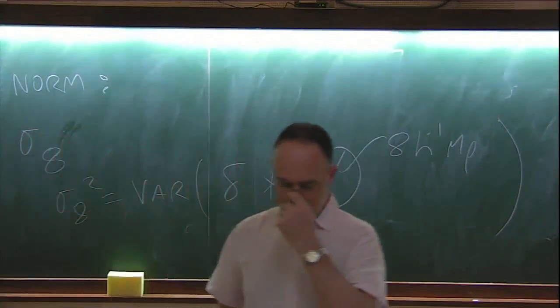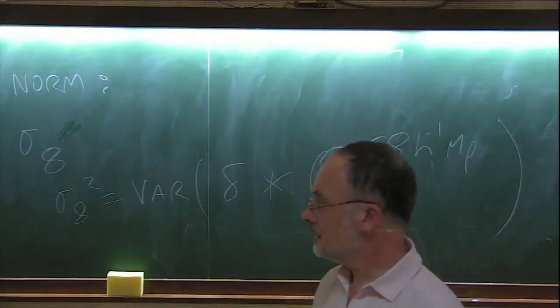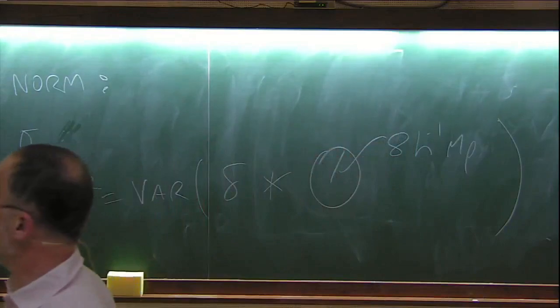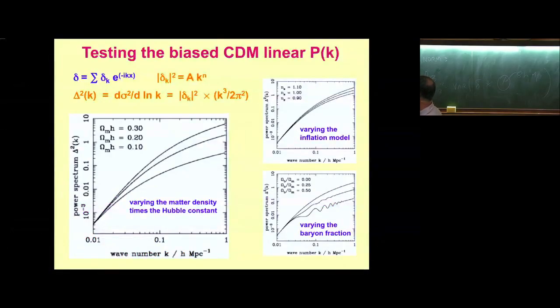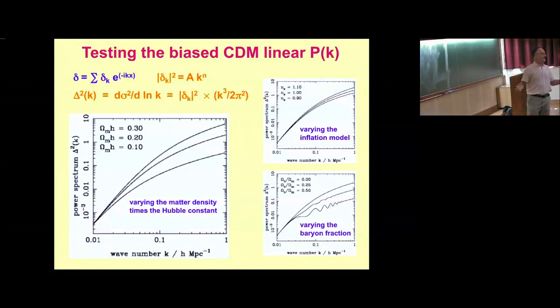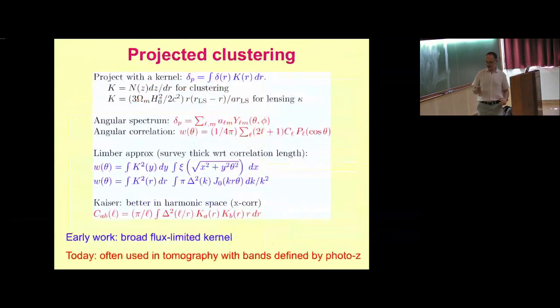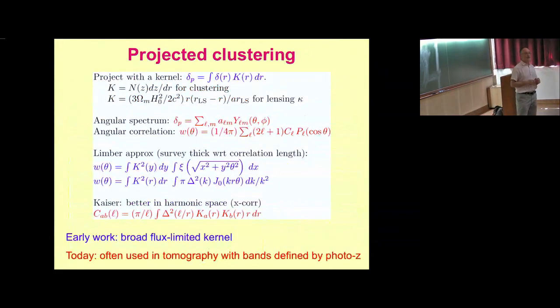All right. In the early days, from what I just said, you might think all you've got to do is take these theoretical lines, put some data points on top, and make the comparison. That wasn't so easy in the early days because there were no three-dimensional surveys. Everything that came from galaxy data was just seen on the sky without redshifts. So I should say a few words about dealing with projected clustering.